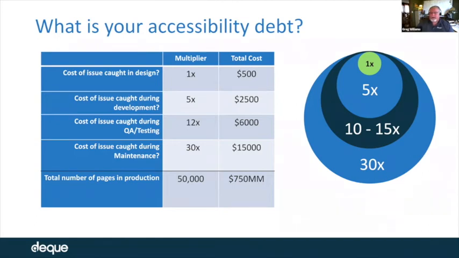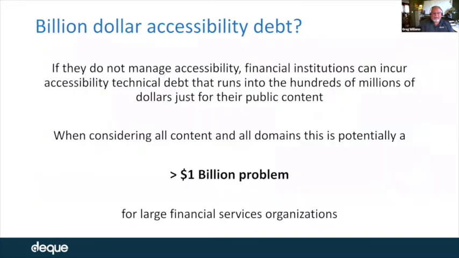And so that's why making adjustments to move them back, even if you're just moving back one from QA back to dev, can make a tremendous difference in the amount that you're spending in your projects, in the amount that you're having to address towards accessibility. In fact, we think, if you're not managing accessibility, that technical debt runs, as I said, into the hundreds of millions of dollars. But if you look at all the content and think about all the domains that are out there today, we're talking about a $1 billion problem.